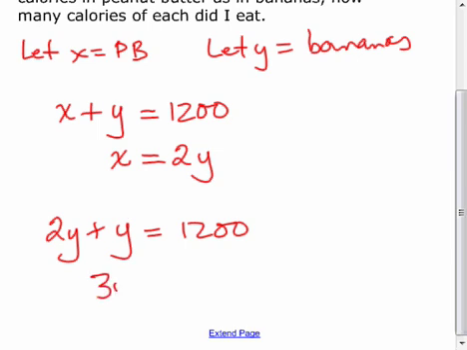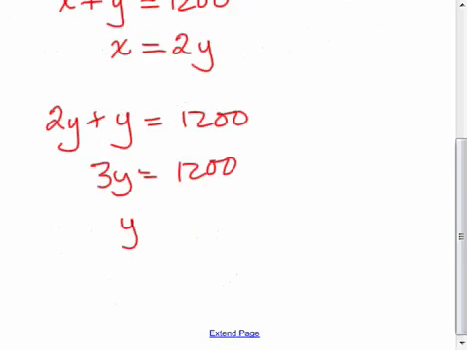Collect like terms, use the division property, divide both sides by 3, I come up with 400. So the number of calories that I ate that day in bananas would be 400. That's like eating 5 bananas. That's quite a bit of bananas. Anyway, so that's the number of calories that I ate in bananas.